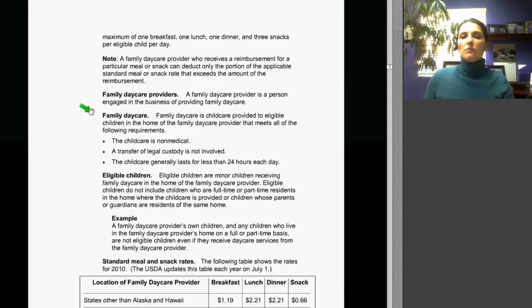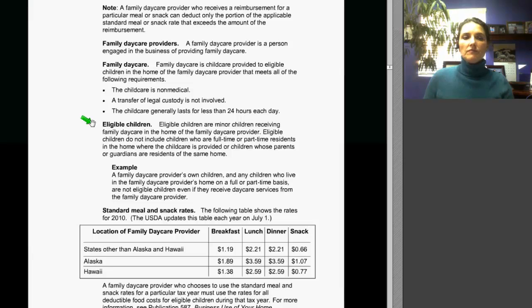Family daycare is child care provided to eligible children in the home of the family daycare provider that meets all of the following requirements. The child care is non-medical. A transfer of legal custody is not involved, and the child care generally lasts for less than 24 hours each day. Eligible children. Eligible children are minor children receiving family daycare in the home of the family daycare provider.